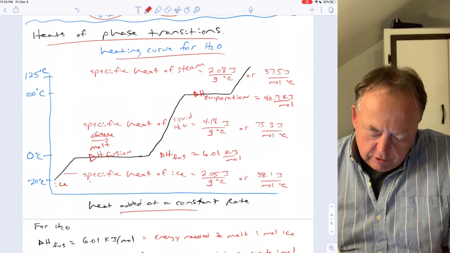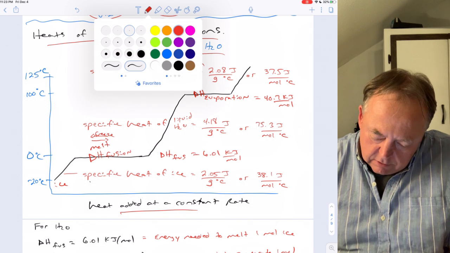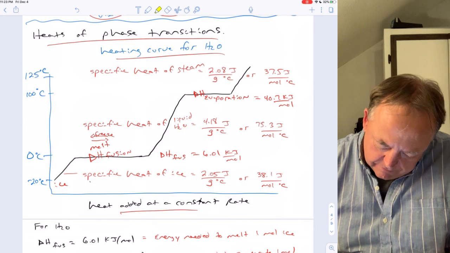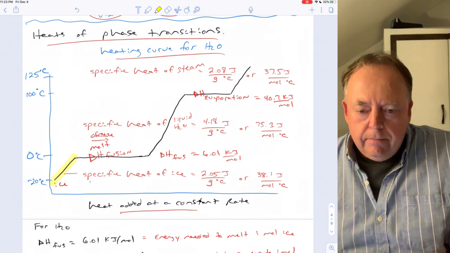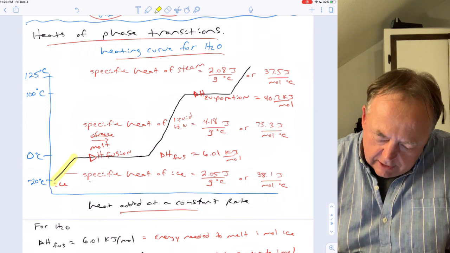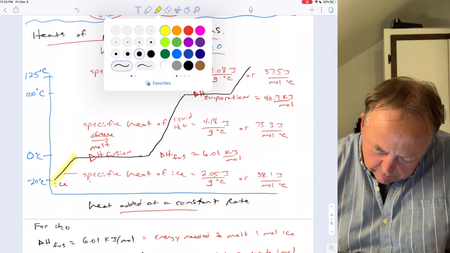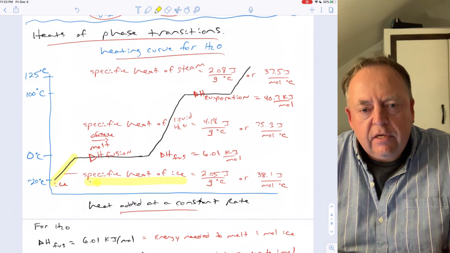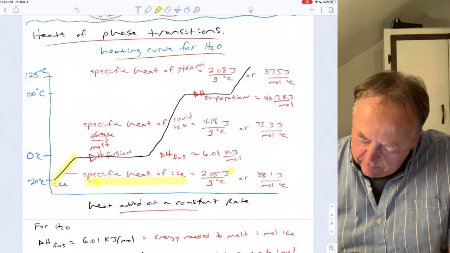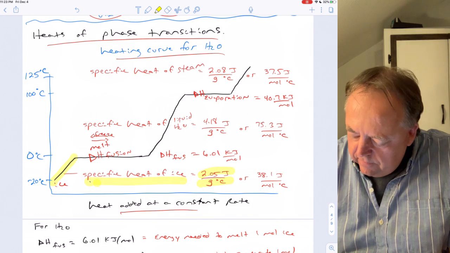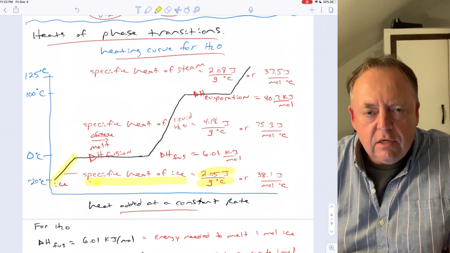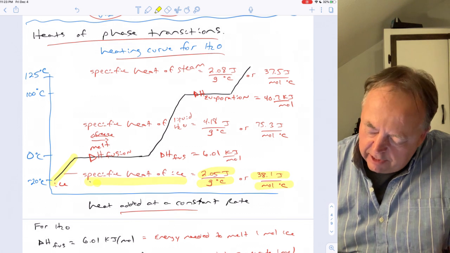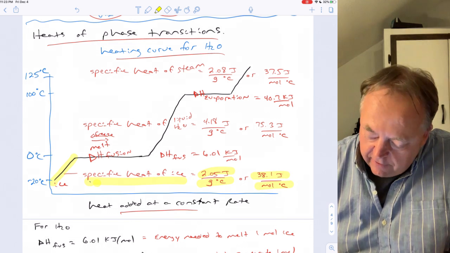So here we're just warming the ice up. And then we hit 0 degrees Celsius. So ice has its own specific heat capacity. So you need 2.05 joules for every gram of ice to raise its temperature by 1 degree Celsius, or 38.1 joules per mole of ice.